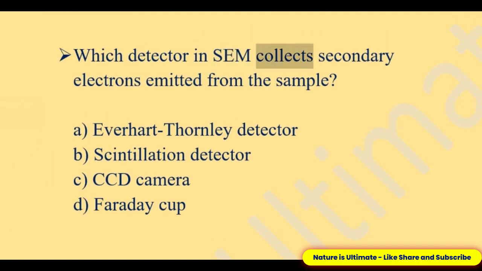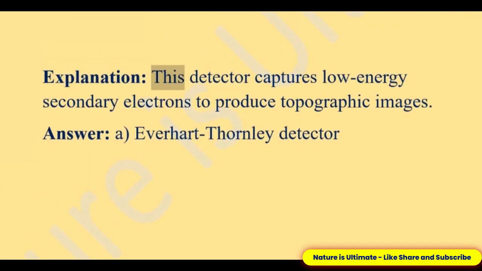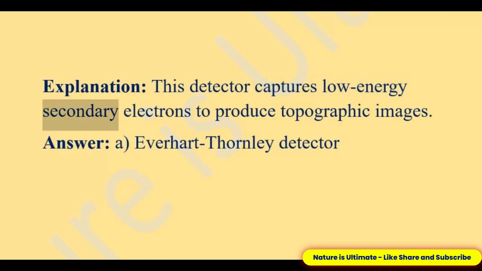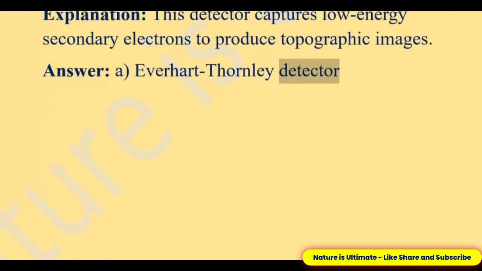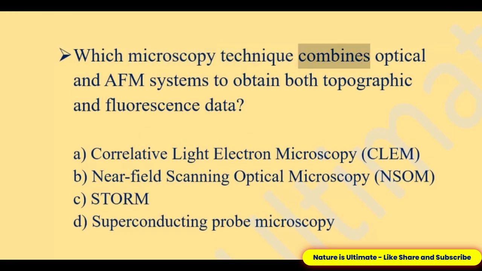Which detector in SEM collects secondary electrons emitted from the sample? A. Everhart-Thornley detector. B. Scintillation detector. C. CCD camera. D. Faraday cup. Explanation: this detector captures low-energy secondary electrons to produce topographic images. Answer: A. Everhart-Thornley detector.